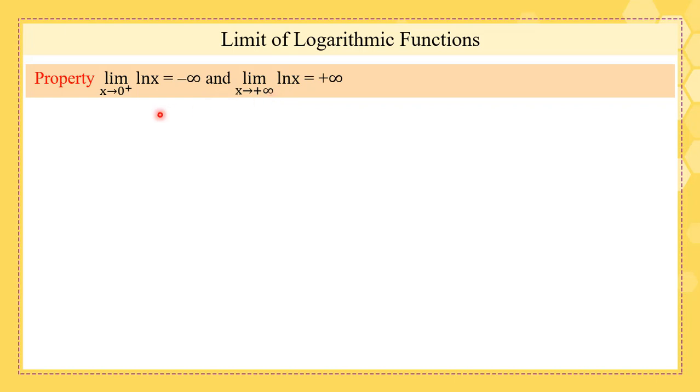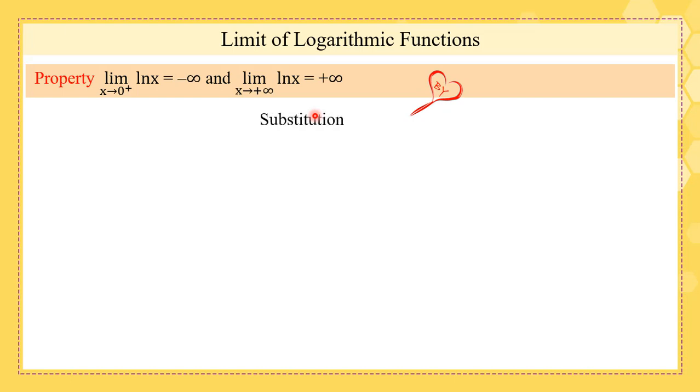Now, in everyday language, we usually say ln 0 is negative infinity and ln plus infinity is plus infinity, and this happens only when we are talking about limits. We know from before that ln 0 does not exist, but when we are talking about limits, we usually say ln 0 is negative infinity and ln plus infinity is plus infinity. And this should be memorized by heart.